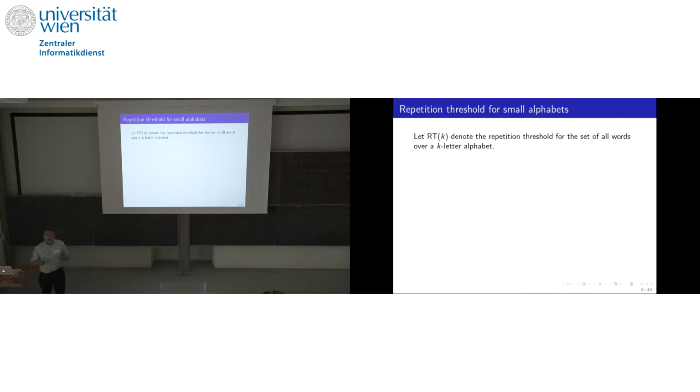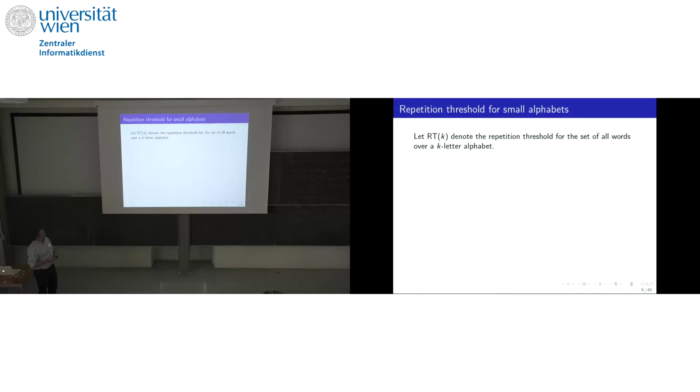So we have this set of words, and we say, okay, in this set, you can't really avoid some repetitions. You need something, and this is the largest unavoidable one. Okay, so RT is sometimes used to represent this. RT of K is the repetition threshold for the set of all words over a K-letter alphabet. So that's the largest possible set you could look at of words. It's every single finite word over a K-letter alphabet.